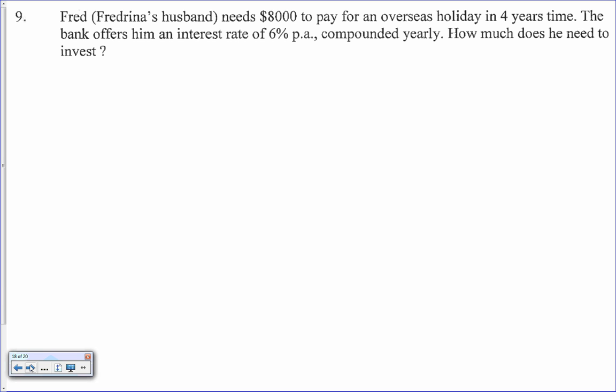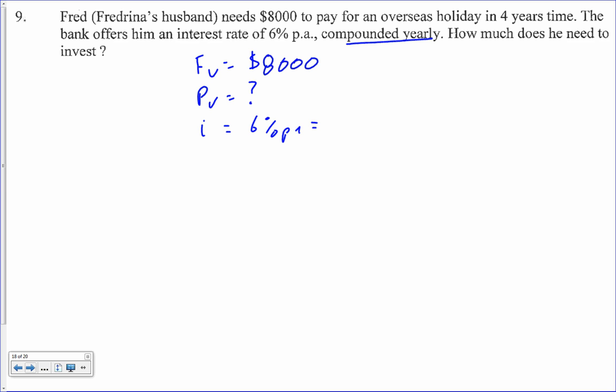Fredrina's husband needs $8,000 to pay for an overseas holiday in 4 years' time. The bank offers him an interest rate of 6% per annum compounded yearly. How much does he need to invest? So our future value here is going to be $8,000. Our present value equals question mark. Our interest is going to be 6% per annum, and compounded yearly is per annum, so that's going to be 0.06. And our periods is 4 years' time, so it's going to be 4 periods.